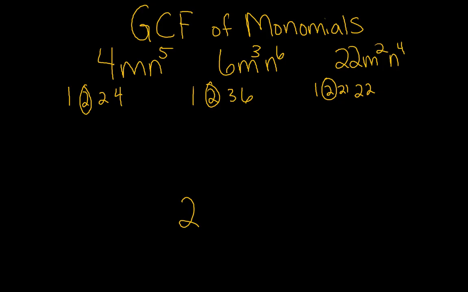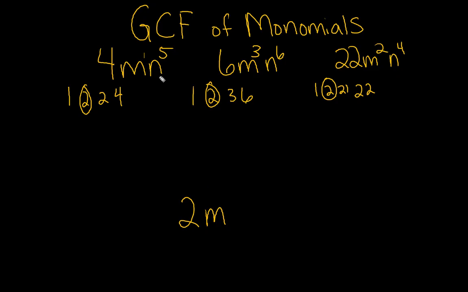In order to find the greatest common factor of the variables, we just deal with each variable on its own. So let's just talk about m first. The greatest common factor between all of them is going to be the m to the smallest degree. So you can say here we have m to the first power, m to the third, and m to the second. Between the three of them, m to the first is the smallest one, so that is going to be our greatest common factor between all of them.